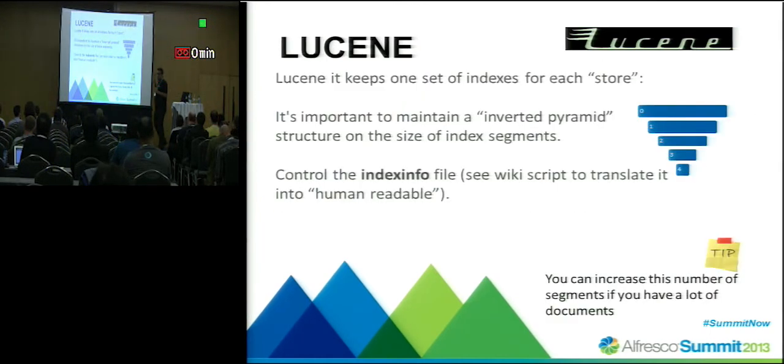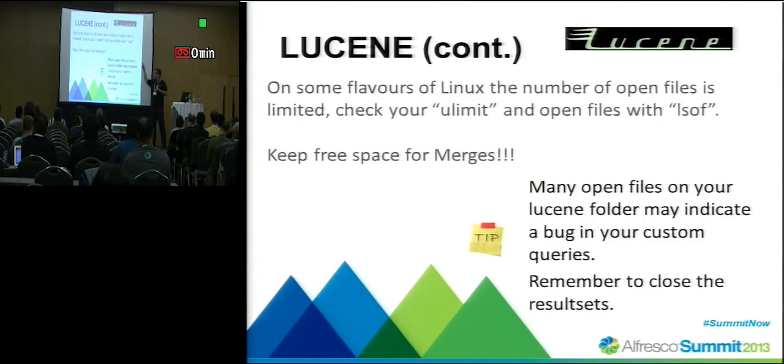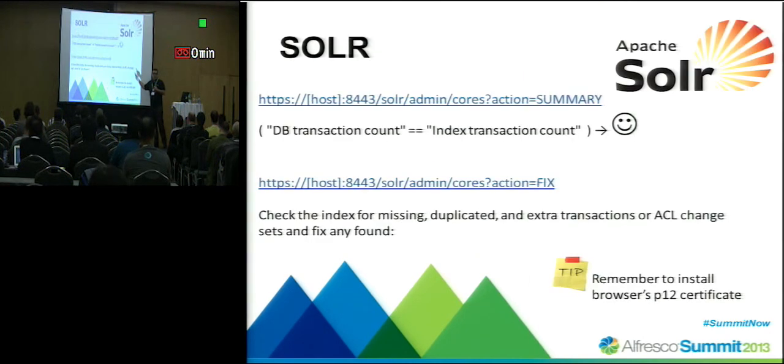backups. About Lucene. Lucene keeps a set of indexes for each store, but the store is made of segments. These segments have to be in this inverted pyramid structure. If you don't do it this way, Lucene doesn't work properly. Also, keep free space for merges. Keep free, really, do it. Lucene needs a lot of empty space to do the merges. Many open files on the system on some Linux flavors is a problem.